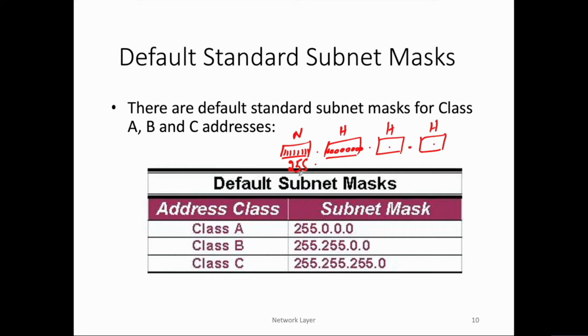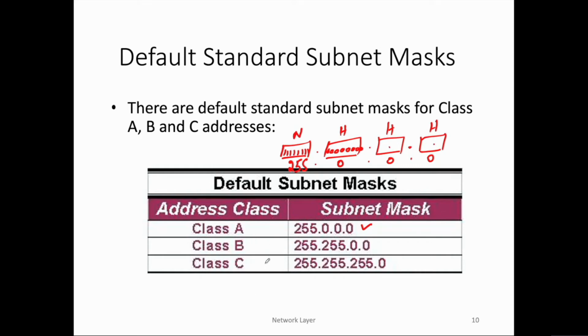So what will be the default subnet mask of class A, where all the bits in the network portion are 1 and all the bits in the host portion are 0? So this means the default subnet mask is 255.0.0.0, as you can see here, right? So the default subnet mask of class A is 255.0.0.0. And how have we calculated it? Very simple. We have replaced all the network portion bits by 1 and all the host portion bits by 0.